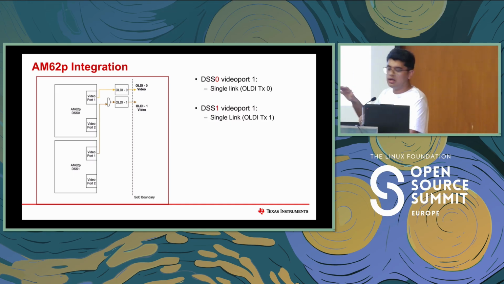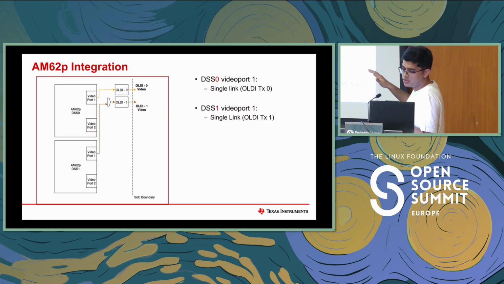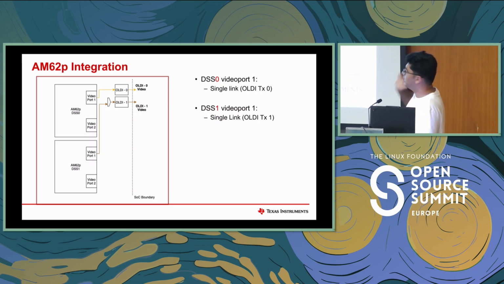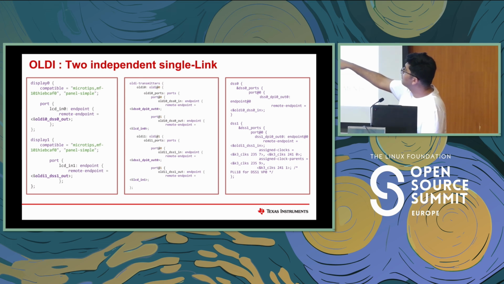And this is the other configuration that we were supporting. We had DSS 0 and DSS 1, both driving single link OLDI outputs completely independently. So the difference between the previous device tree and this device tree was that we now have, over to the left, two display panels. They both don't have two input ports anymore. It's just one input port. And we have two OLDI transmitters. They're not interconnected at all. And they are being sourced by two DSSs on the right with one output port each.